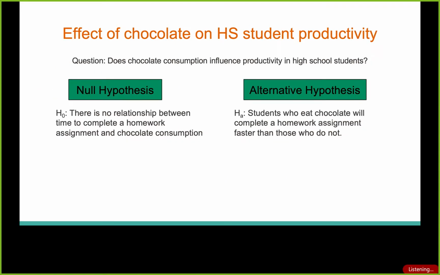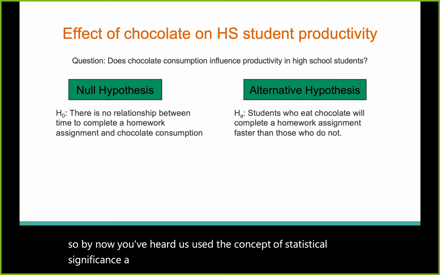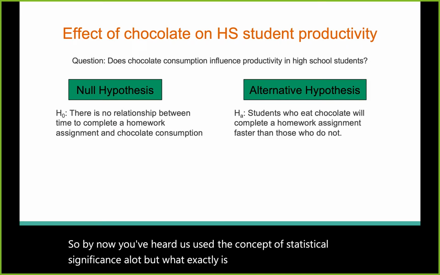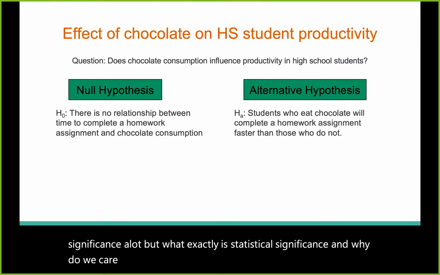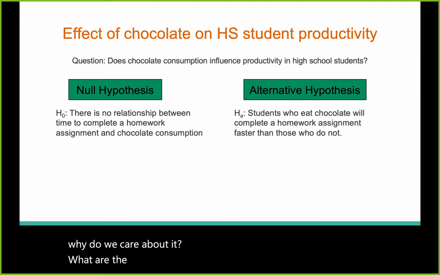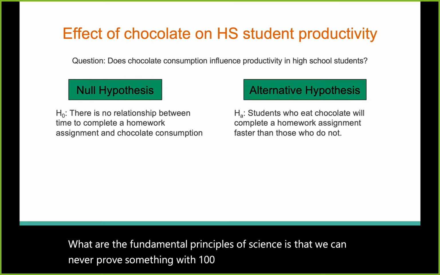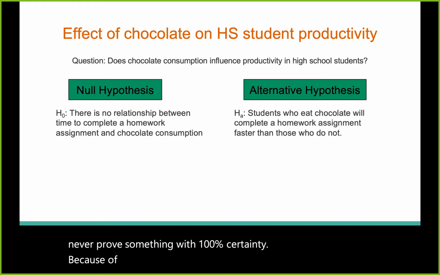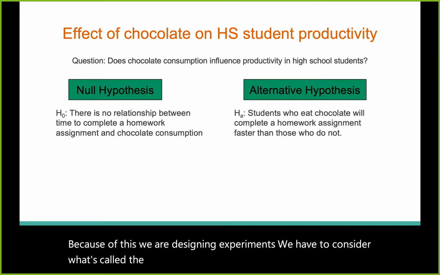So, by now you've heard us use the concept of statistical significance a lot. But what exactly is statistical significance, and why do we care about it? One of the fundamental principles of science is that we can never prove something with 100% certainty. Because of this, when we are designing experiments, we have to consider what's called the hypothesis and the null hypothesis.